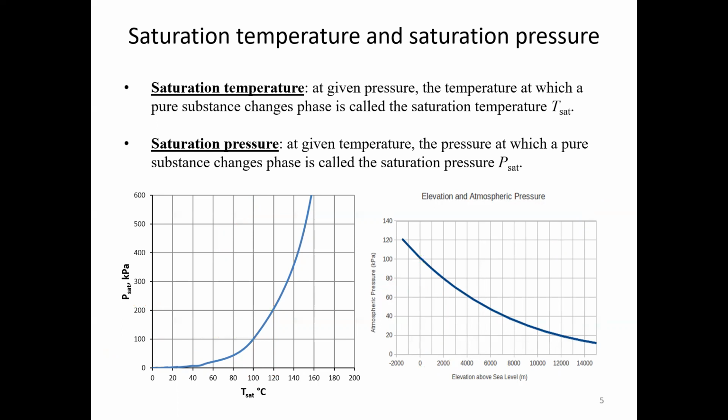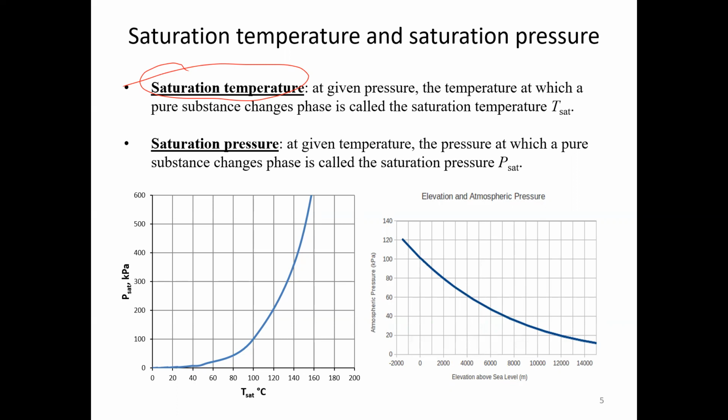Okay. So this is what we said here. We have two definitions. Saturation temperature: at a given pressure, the temperature at which a pure substance changes phase, from liquid, for example, to gas, or backward from gas to liquid, condensation, at the same temperature, which is the saturation temperature. So we call it saturation temperature at constant pressure.